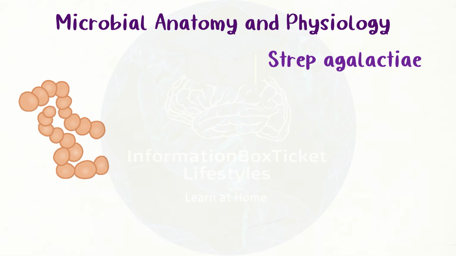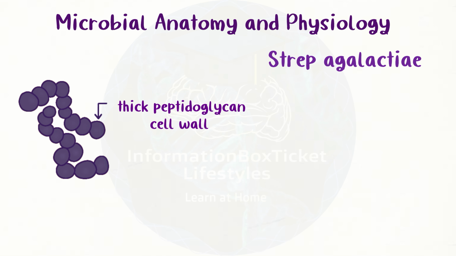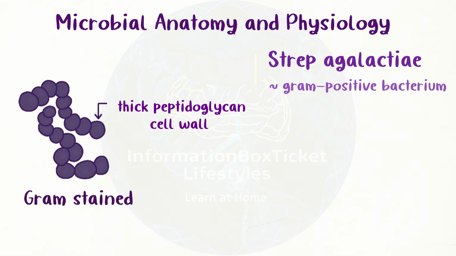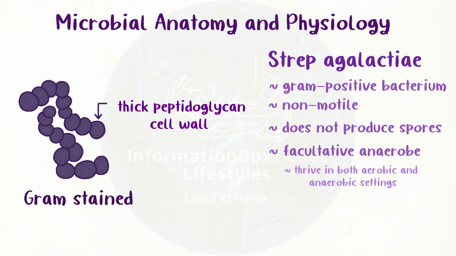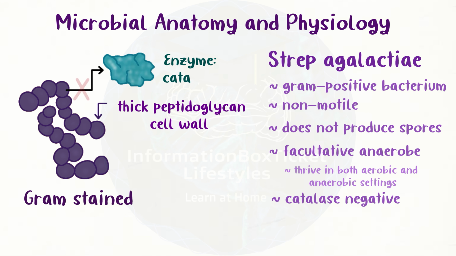Strep agalactiae has a thick peptidoglycan cell wall that absorbs purple dye when gram-stained, indicating that this is a gram-positive bacterium. It is non-motile and does not produce spores. Additionally, it is a facultative anaerobe, which means it can thrive in both aerobic and anaerobic settings. Streptococcus species are catalase negative, which means they do not generate the enzyme catalase. This differs from other common gram-positive cocci, such as Staphylococcus, which are catalase positive.